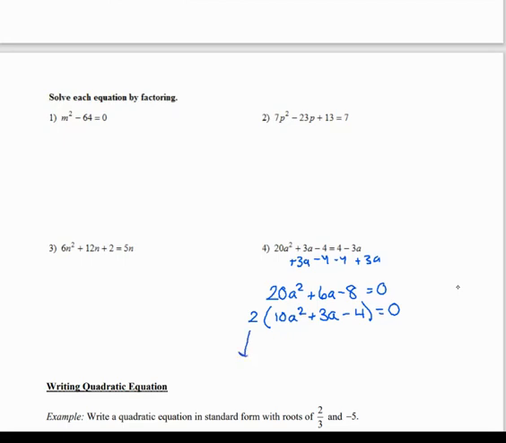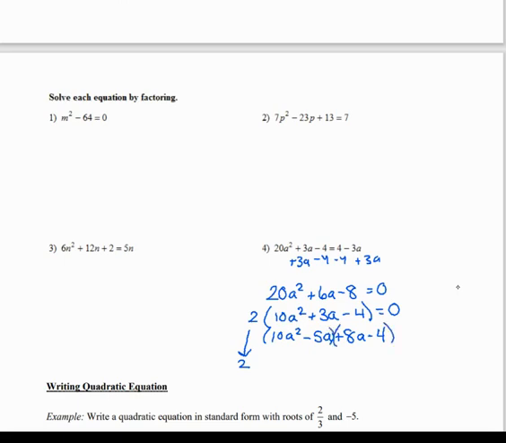I'm going to not forget about my 2 out front. Now I'm going to factor this trinomial. What factors to negative 40 and adds to 3a? That would be a negative 5a and a positive 8a. So I'm going to rewrite that trinomial as 4 terms. Once I have those 4 terms, I will then group the first 2 and second 2.